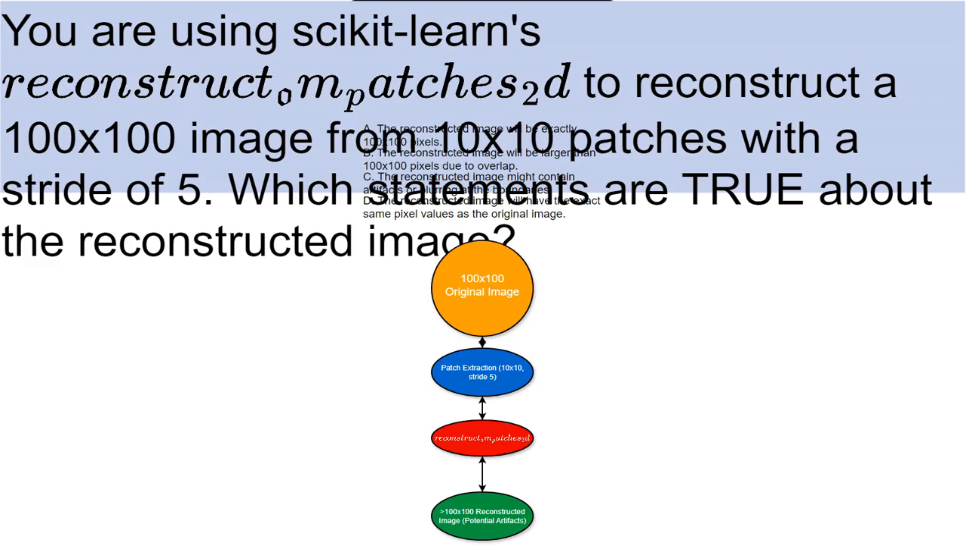Scikit-learn's reconstruct_from_patches_2d is a tool I use to rebuild a picture from its smaller parts. I'm starting with a 100 by 100 pixel image and breaking it into overlapping 10 by 10 pixel squares. The stride of 5 means each square overlaps the next by 5 pixels.